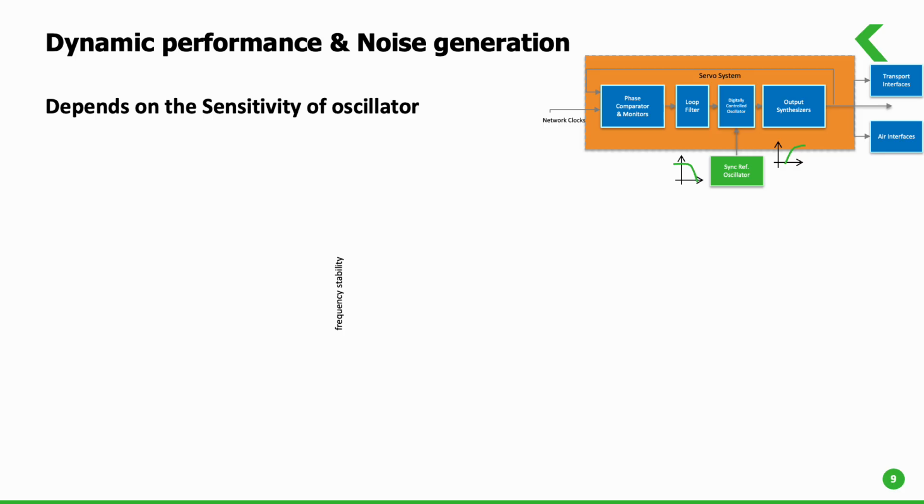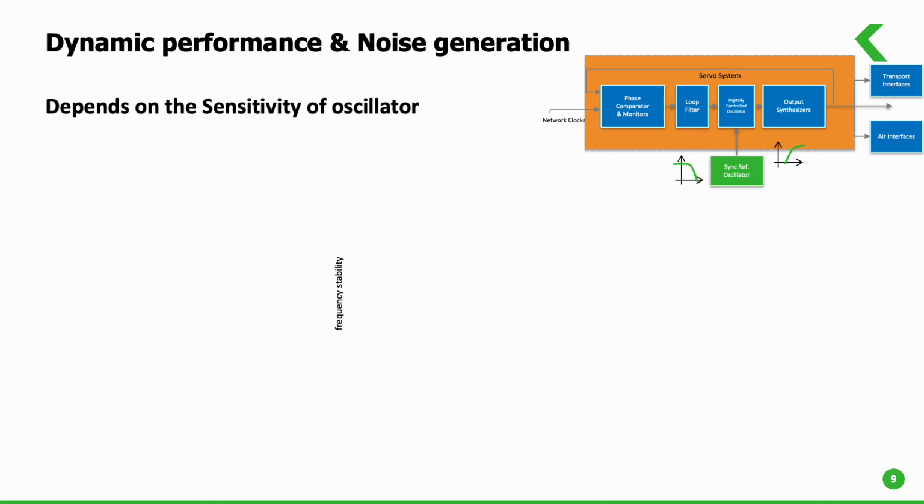In order to understand the dynamic performance and the impact on noise generation, we can consider the following example. The servo system shows that the corrections to the output become faster as the loop bandwidth is increased. When the loop bandwidth is decreased, the correction rate slows down and the impact of the oscillator variations between the correction intervals starts to appear at the system output.